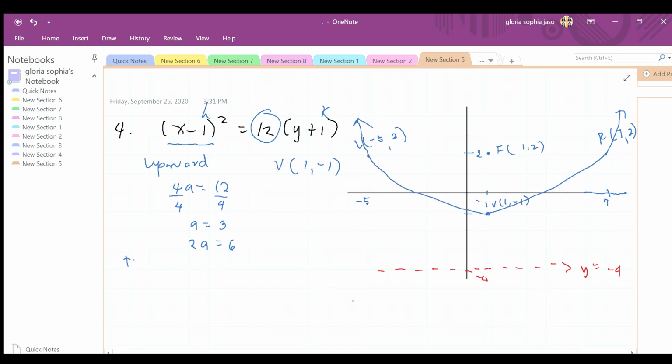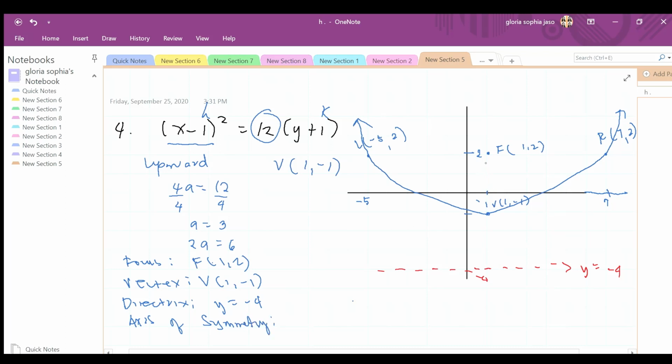Okay, so our focus is 1, 2. Vertex is 1, negative 1. Equation of directrix is y equals negative 4. Axis of symmetry is this line, class. So what is the equation of that? That is x equals 1.